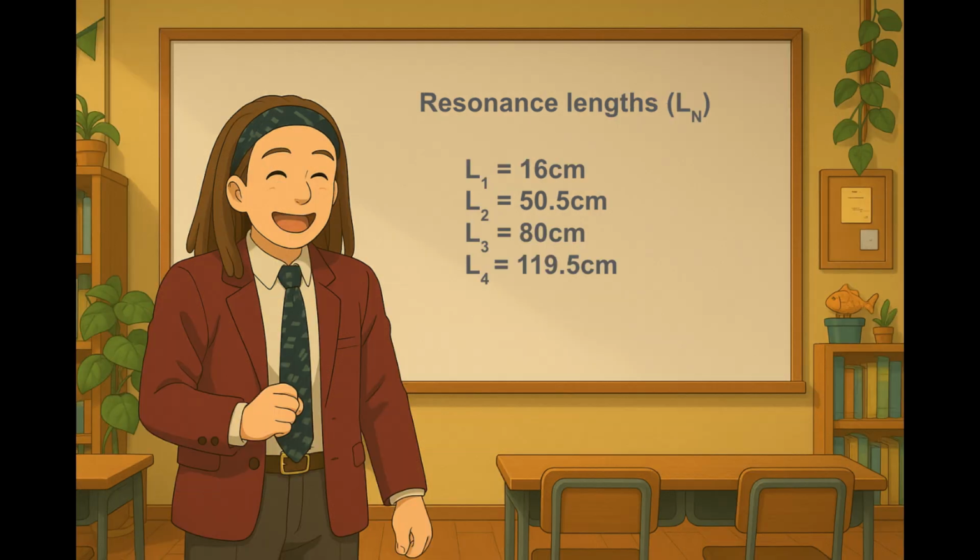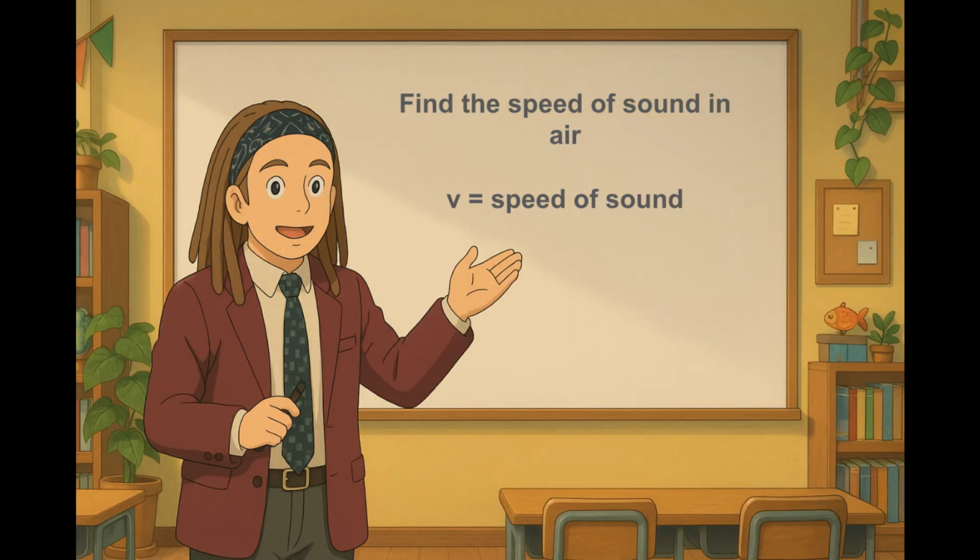Next, we have the lengths of the air column at which resonance occurs. These are the distances from the top of the tube to the water level. We'll call these L values. We are given 4 resonance lengths. L1 equals 16.0 centimeters, L2 equals 50.5 centimeters, L3 equals 85.0 centimeters, and L4 equals 119.5 centimeters. Our goal is to find the speed of sound in air, which we'll represent as v.